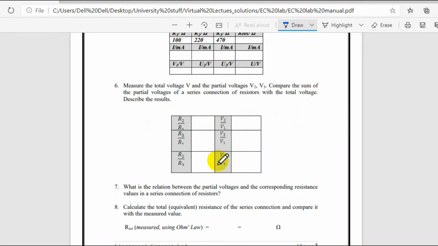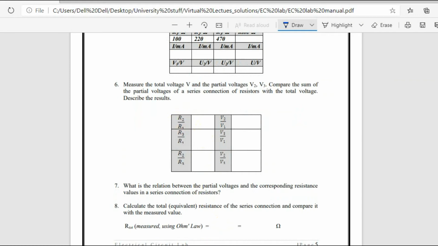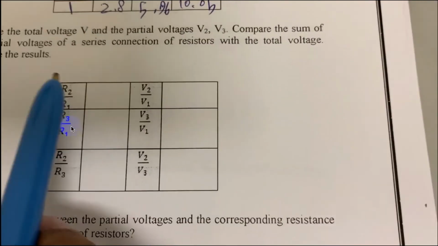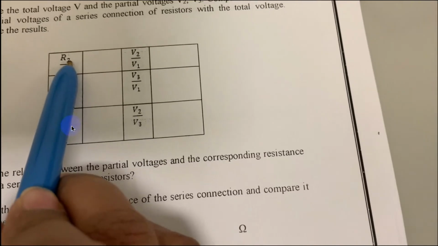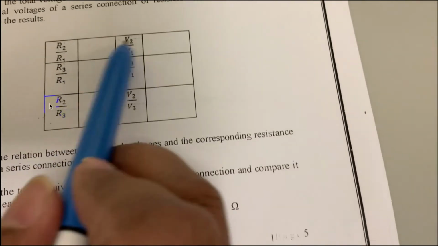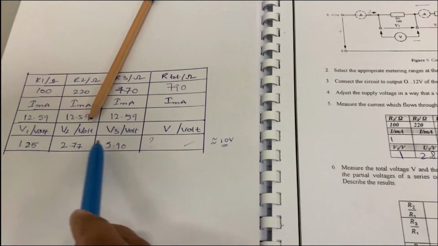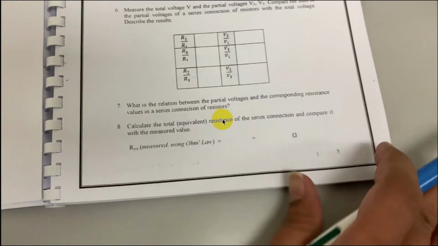Now simple, just calculate R2 by R1. What is R2 by R1 here? 100 is R1, 220 is R2, and 470 is R3. So just write R2 by R1 and R3 by R1. Take the values from here and do the calculation. It is a simple calculation.